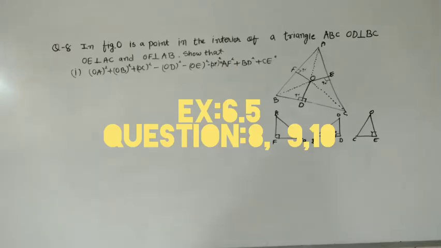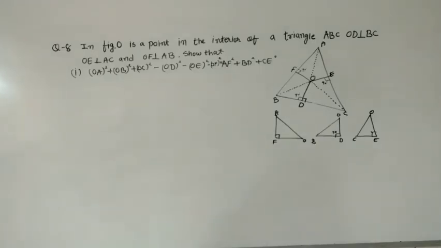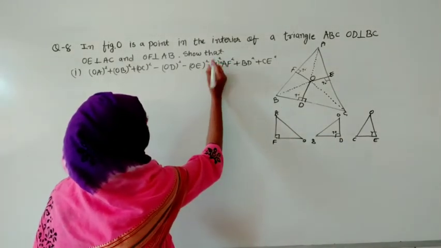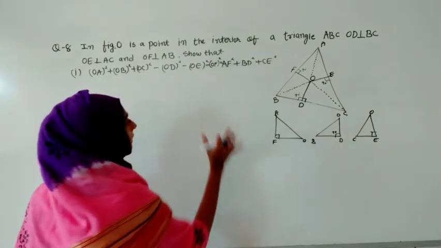Question number 8. In the figure, O is a point in the interior of triangle ABC. OD is perpendicular to BC, OE is perpendicular to AC, and OF is perpendicular to AB. And we have to prove this whole large thing in a very easy way.